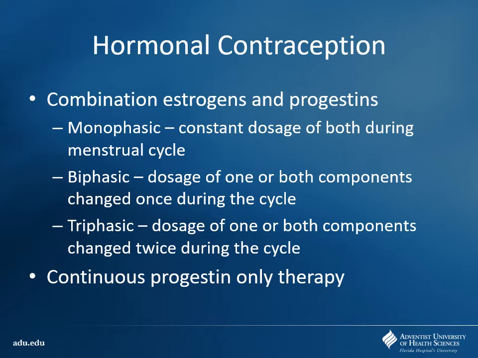There's some other issues with progestin-only therapy as well. We'll talk about things like delayed return to ovulation, which can be a problem for patients who are trying to get pregnant. There can be some issues with bleeding. We'll mention those as we go on.